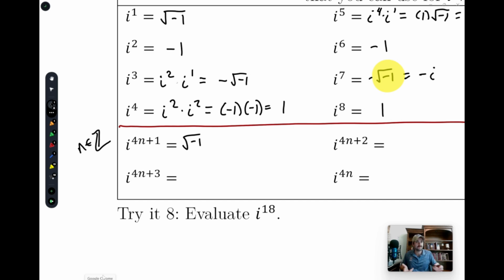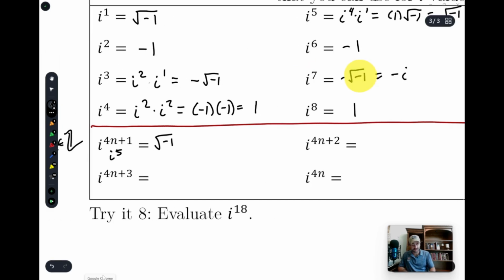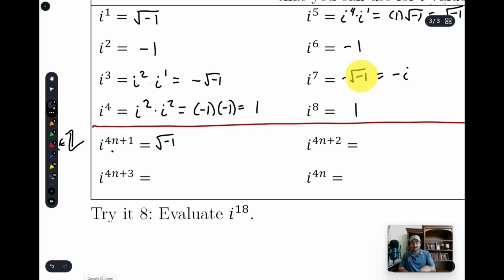But what if n's 1? If n's 1, we end up with i^5, right? And we just defined i^5 above. It's the exact same thing. It's the square root of negative 1. And what if n's 2? Then we end up with i^9. And it's the same thing. It's just the square root of negative 1.